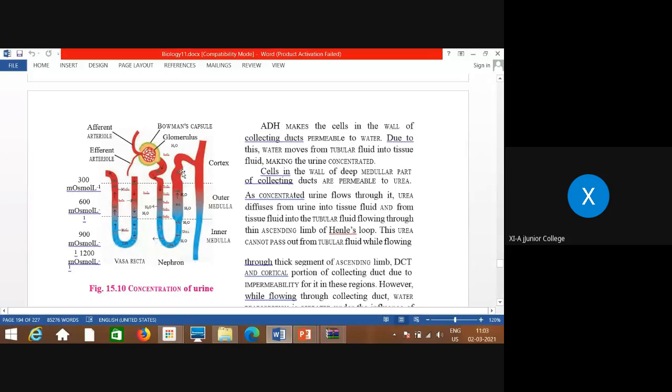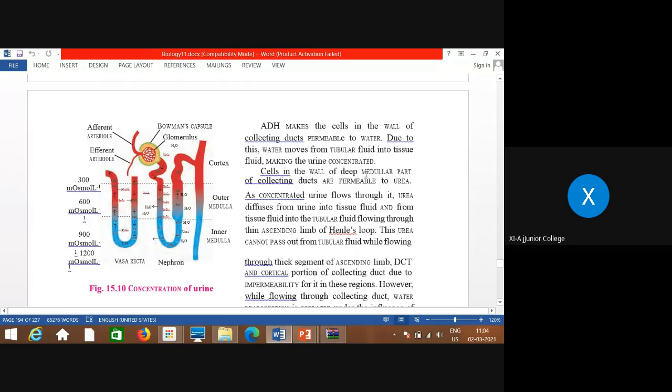So like that, to make the urine more concentrated, ADH, that means anti-diuretic hormone, is secreted by the pituitary gland, and it makes this area of the DCT and CT permeable to water for maximum reabsorption of water. And that's why urine becomes more concentrated, because maximum water is reabsorbed by this area of the DCT and CT because of the action of ADH. ADH is antidiuretic hormone, which is secreted by the pituitary gland. So this is what you need to remember.